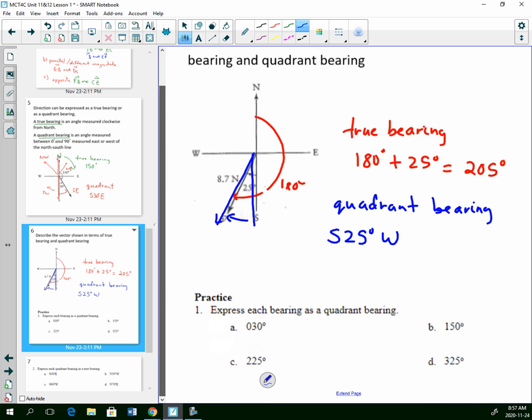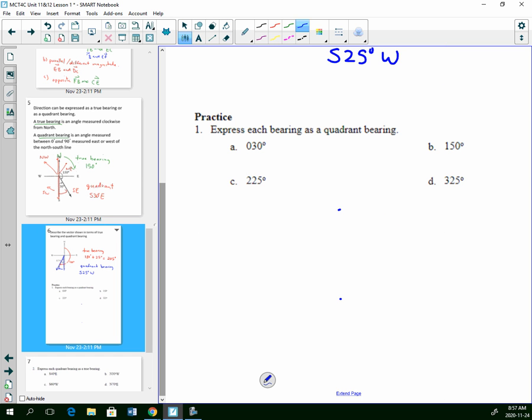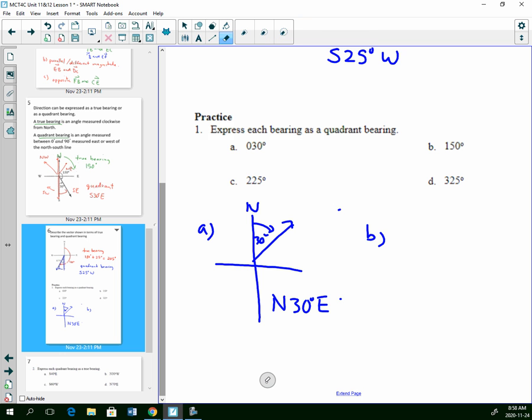So here we have a couple of examples of true bearing, and they want you to express it as quadrant bearing. So 30 degrees as a true bearing is measured from north going clockwise 30 degrees. So as a quadrant bearing, it would be north 30 degrees towards the east. We've already done 150, so let's skip over to 225.